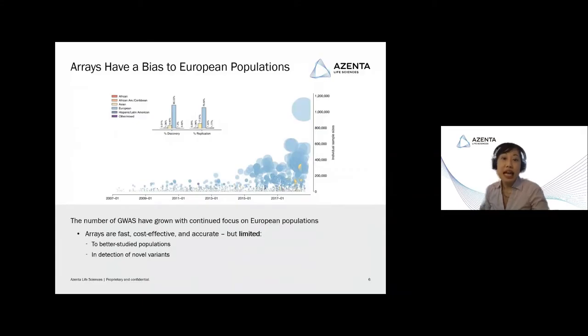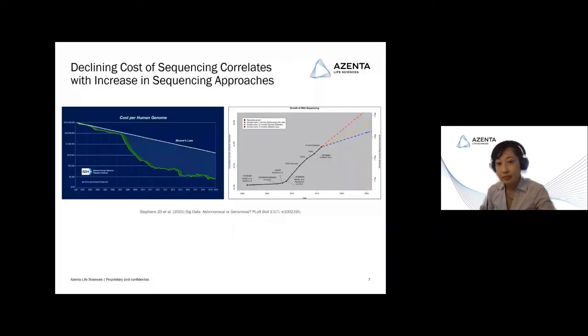The method is heavily reliant on known SNP data, and array and panel probe designs have been biased to European populations. Despite this, genome-wide association studies have continued to grow, though the focus, as shown in this graph here, is still heavily targeted to that one population. Therefore, while there are time, cost, and accuracy benefits to using the arrays, the applications of the studies are limited to better studied populations or to the detection of those known variants. These limitations can really only be overcome through DNA sequencing.